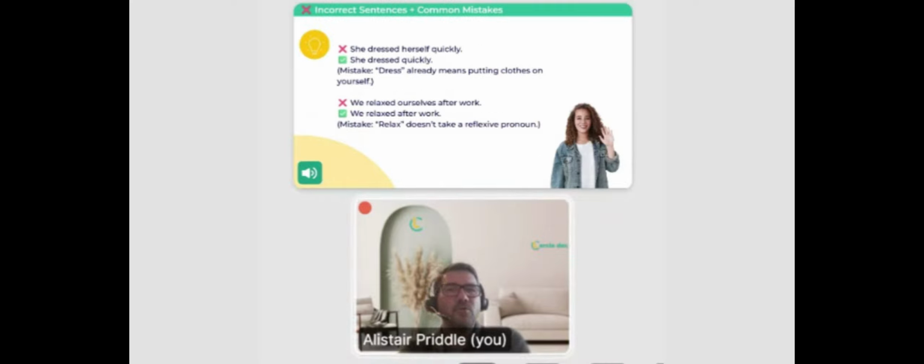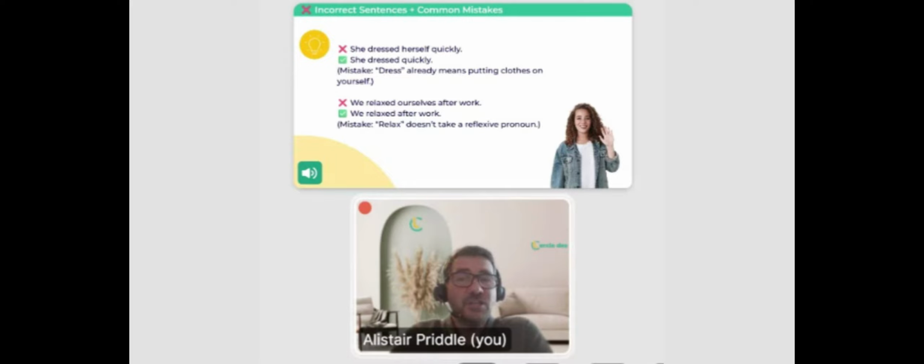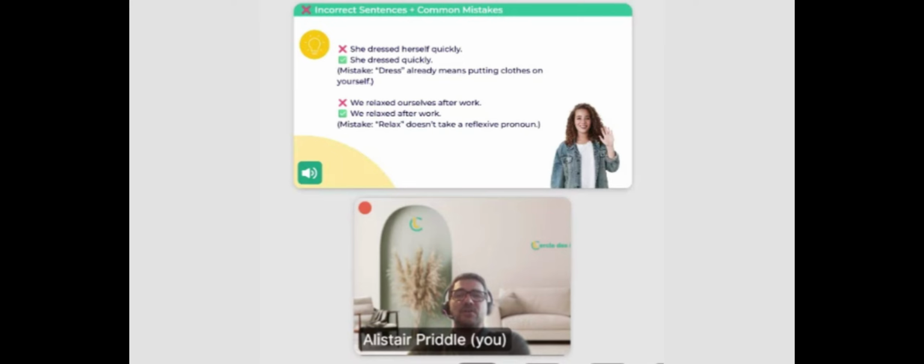We have some more common incorrect sentences and common mistakes. She dressed herself quickly. So, not that. We just say she dressed quickly. The mistake here is dress already means putting clothes on yourself. We don't need the reflexive pronoun.